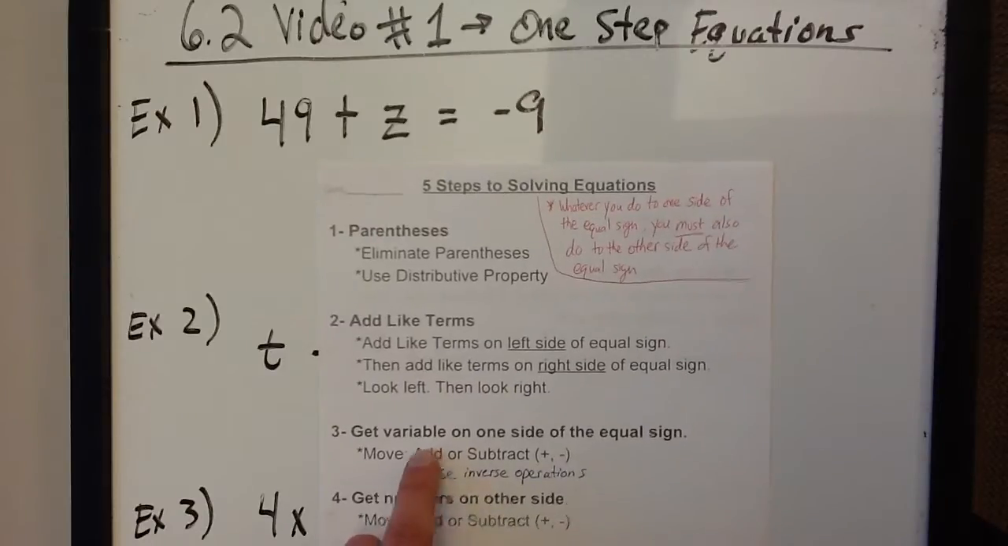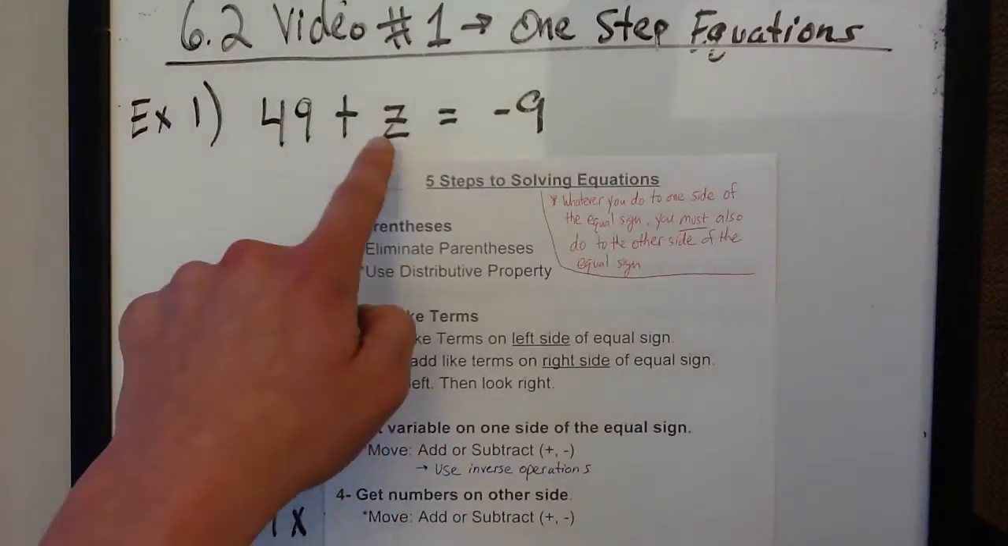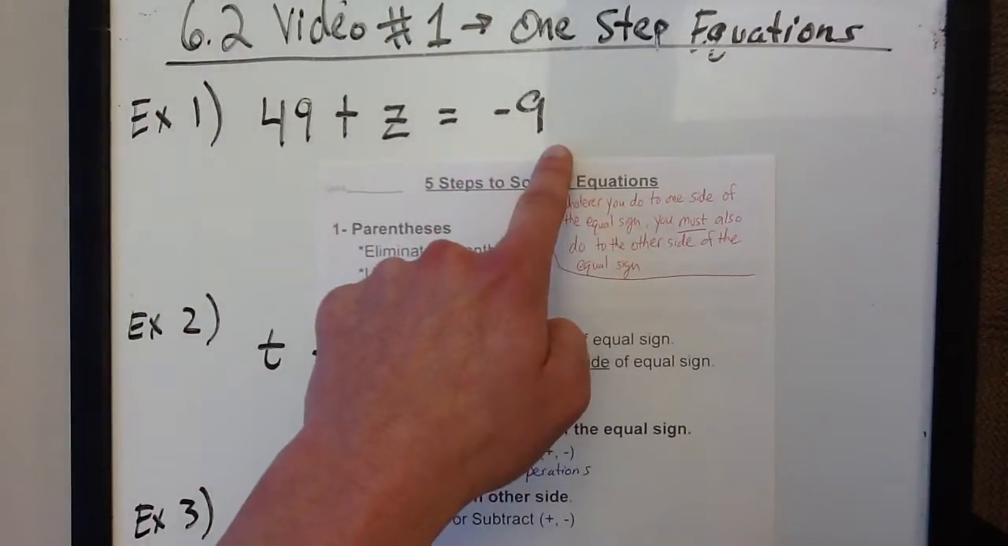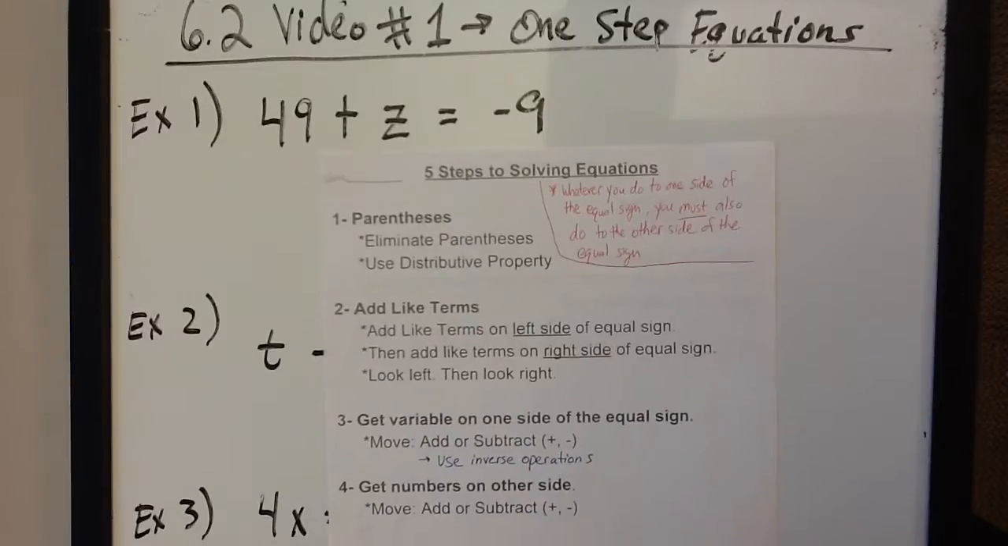Get the variable on one side of the equal sign. Well, it already is. I have a z on this side, but there is no z on that side. And so it's already on the left side. So I'm good on step 3. No need to move anything yet. So go to step 4.